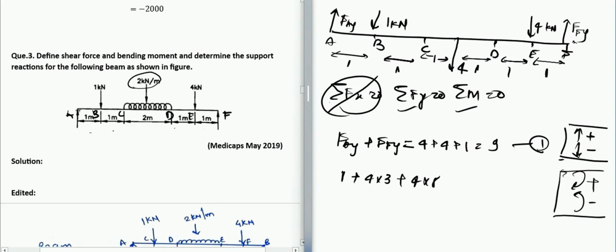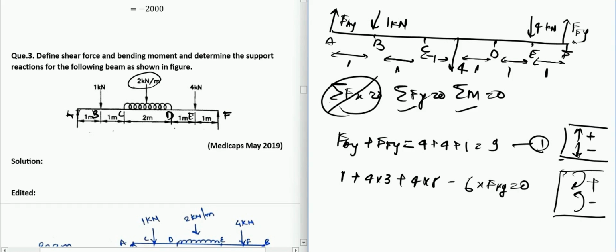And there is a negative because the moment because of Fey will be anti-clockwise. So that is why we are considering it negative. The total length of the beam is 6. So it will be 6 into Fey, and the sum of moments at any point is equal to 0.